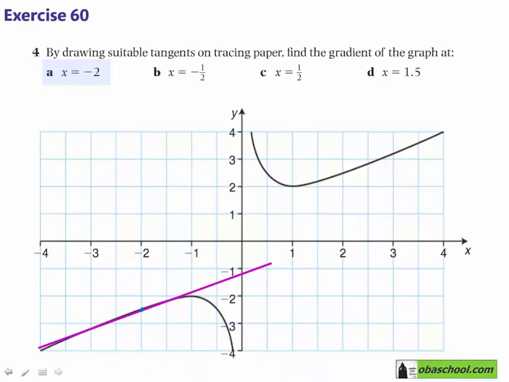After we draw the tangent, now we are going to draw the right triangle, where it is easy to find the rise and the run using the right triangle. I tried to use this right triangle.